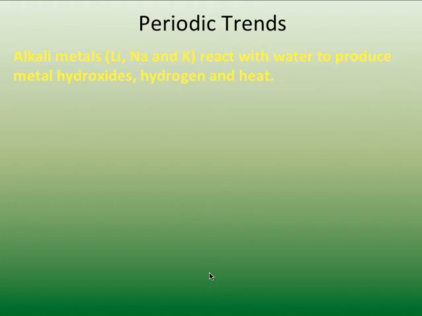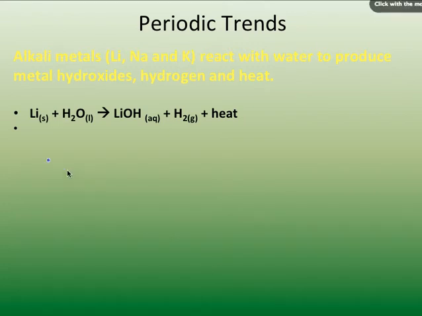Alkali metals, specifically lithium, sodium, potassium, react with water to produce metal hydroxides, hydrogen, and heat. If we were to write that reaction, this is what the reaction would look like with lithium. Lithium, being a metal, is a solid. Water makes the lithium hydroxide, aqueous, which would split up in solution, hydrogen gas, and heat.